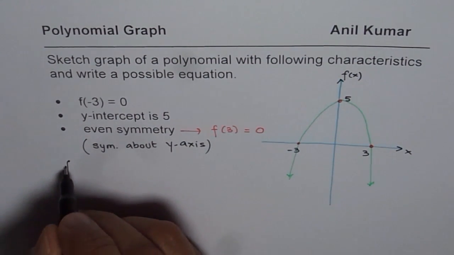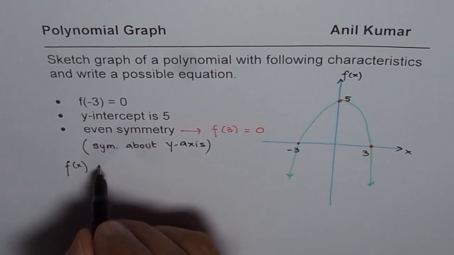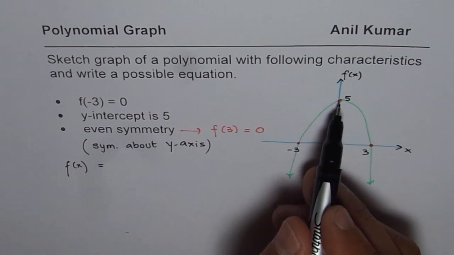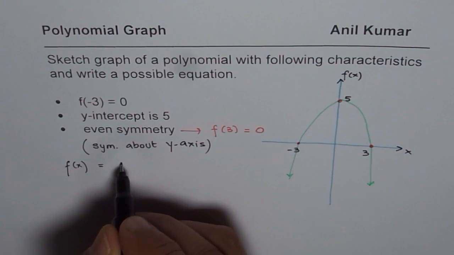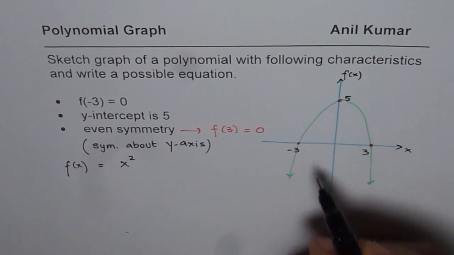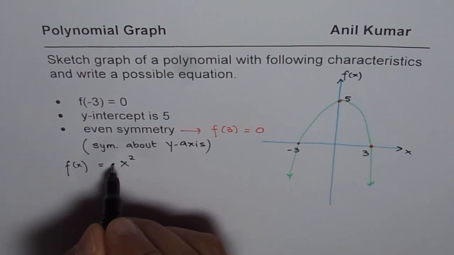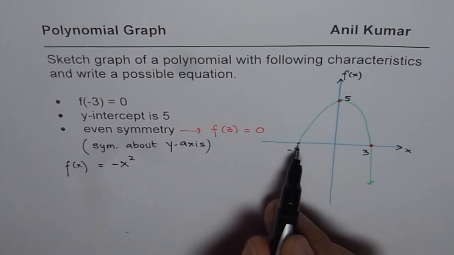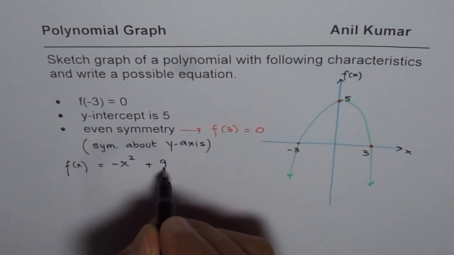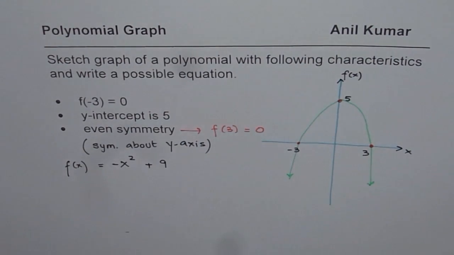So you can say f of x is equal to, and the y-intercept is at 5. So you could say it is x square, right? Since it is inverted downwards, we say minus. And since we have 3, we know that should be 9, right? So that should be the equation.